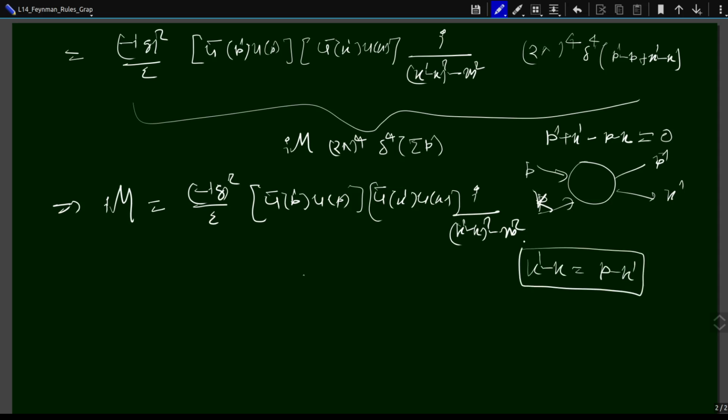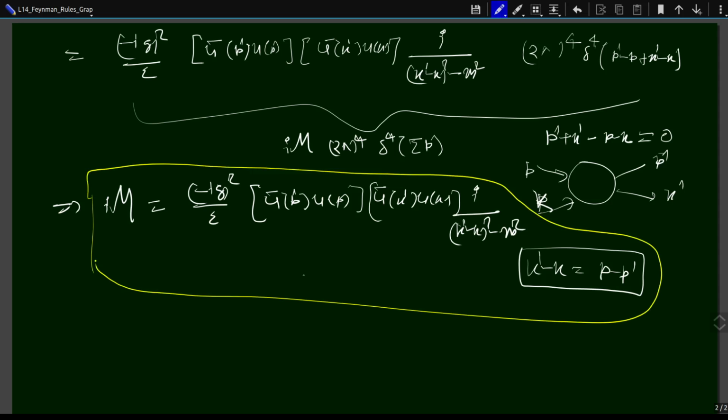It's just writing the same delta function in a different way. So here I could have written k prime minus k, or p prime minus p, sorry. So this is the relation we actually have, and this is how I write the matrix element. I extracted the matrix element as such.